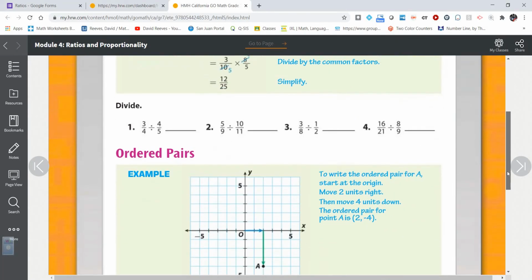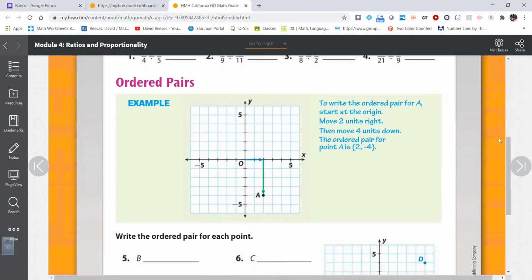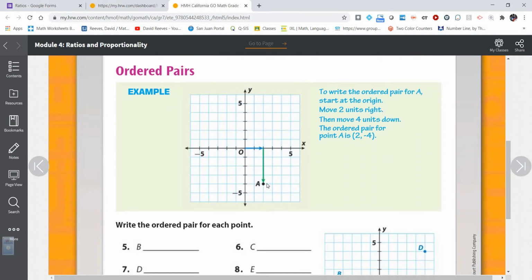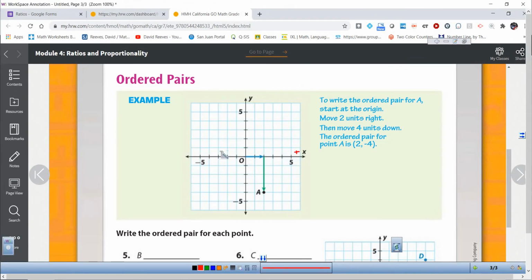All right, what about ordered pairs? Something else we're going to be doing is working on the coordinate plane, and we need to remember how to identify a point on the coordinate plane. So we've been talking a lot about the number line. Remember, as you go to the right, it's positive. As you go to the left, it's negative.